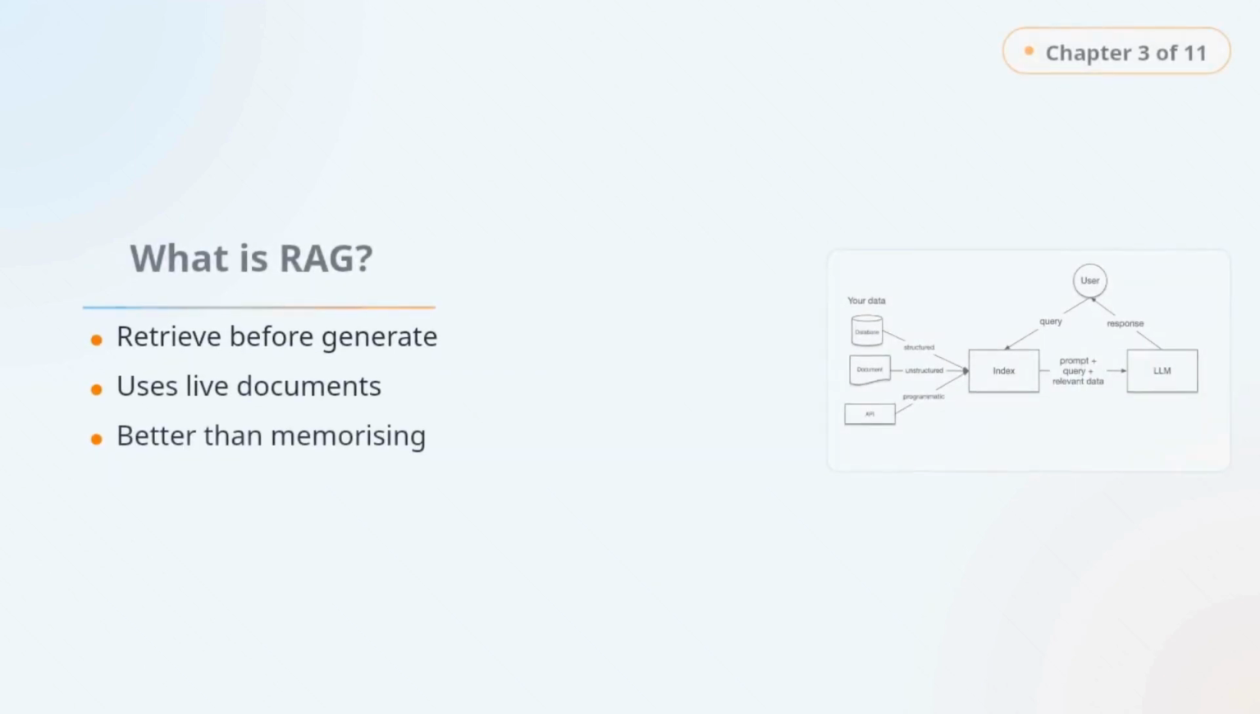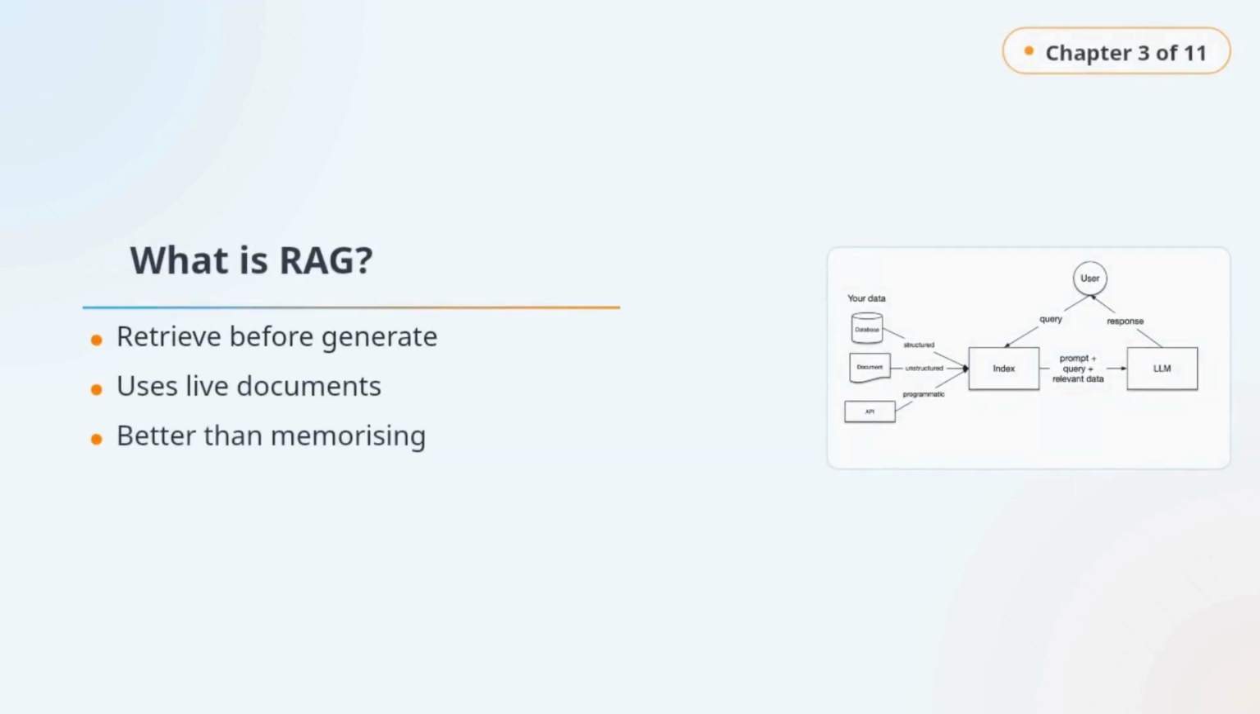RAG stands for Retrieval Augmented Generation. Instead of forcing a model to memorize your company policies or FAQs, you connect the model to your actual data. When a user asks a question, the system first retrieves relevant information from current documents, then the LLM uses that context to generate a more accurate answer.